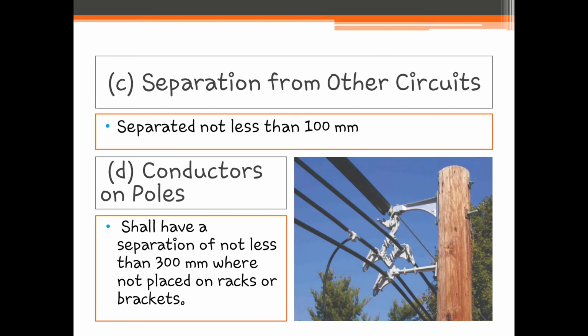For letter C, we have separation from other circuits. Open conductors shall be separated from open conductors of other circuits or systems by not less than 100 millimeters. So, dapat jud siya i-separate. Ang open conductors, i-separate siya from other open conductors, at least 100 millimeters. Letter D, the conductors on poles. Kani nga mga conductors on poles, dapat i-separate not less than 300 millimeters where not placed on racks or brackets.